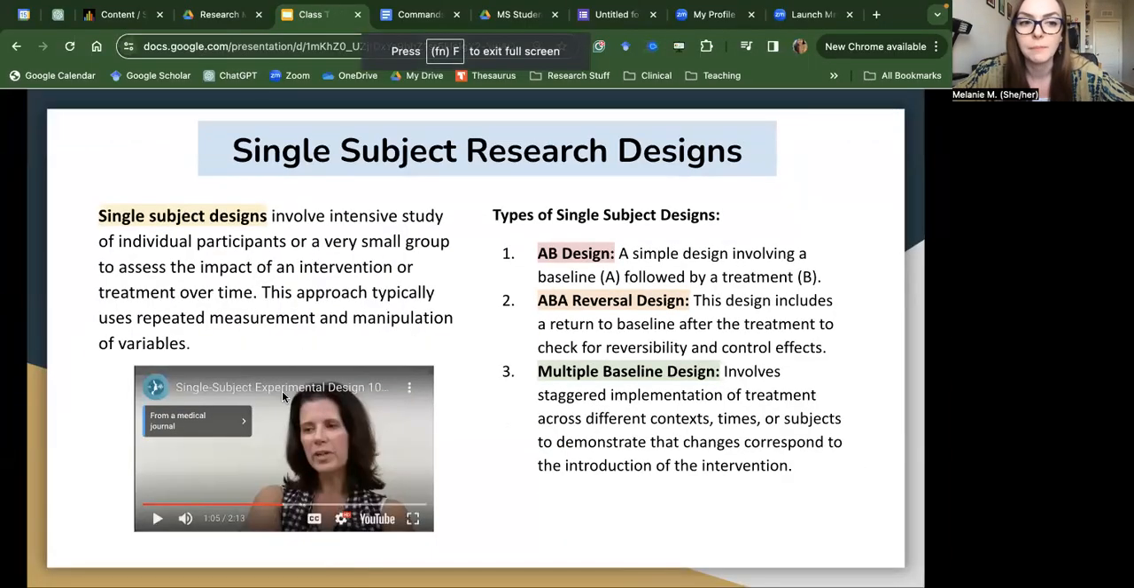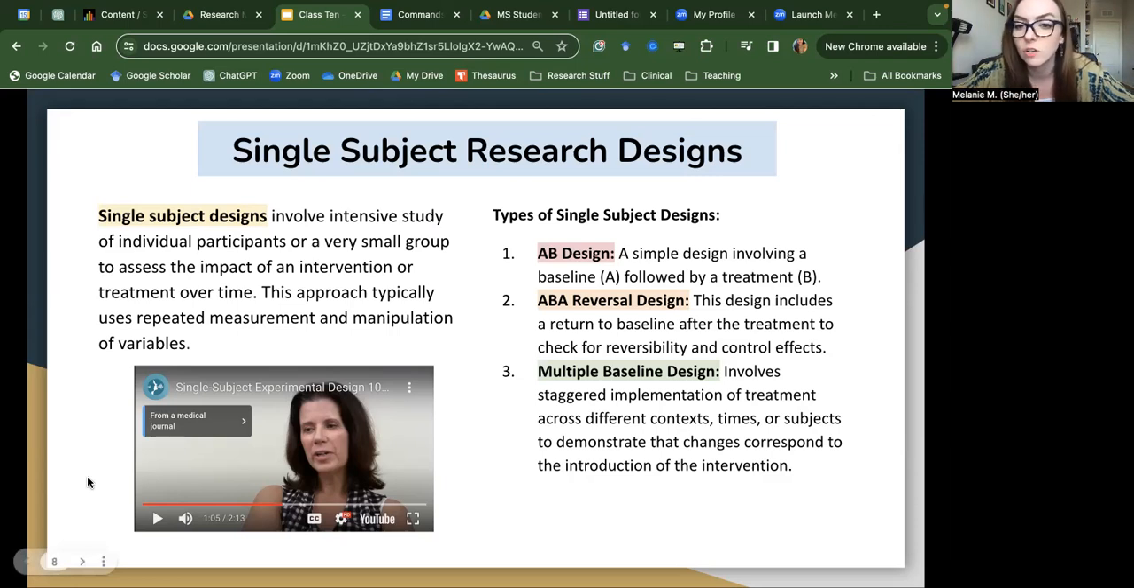Okay, I'm going to stop there just for the sake of time, but single subject research designs like she was talking about is when you just look at one person or a very small group, but you look at them really intensely. So this is a type of intensive study of a single individual participant, sometimes maybe two or three, but usually it's literally single. It's called single subject. So for the sake of conversation, I'm going to say single. And that's when you're really looking at that person's experience of an intervention or treatment over time.